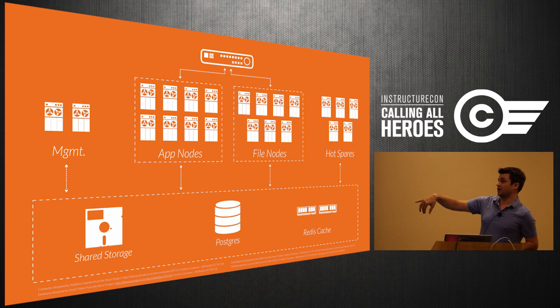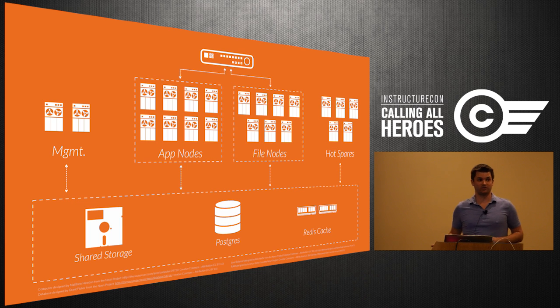And then Redis cache. Canvas makes extensive use of caching. It says it's optional. It really isn't. If you want to find out that it's not optional, turn it off in production and see what happens. You'll see your CPU start to go way up. So that's us. That's our infrastructure.